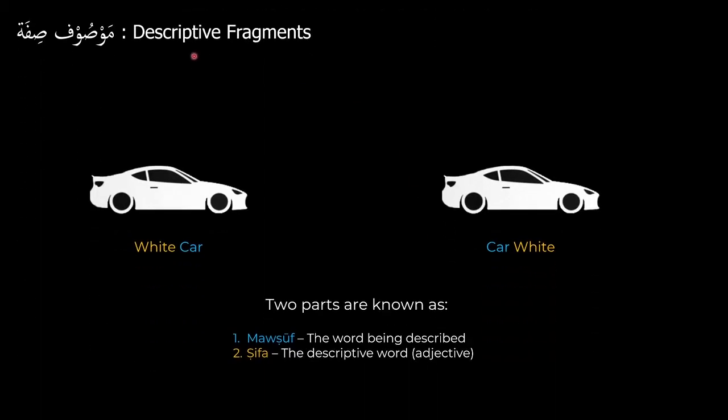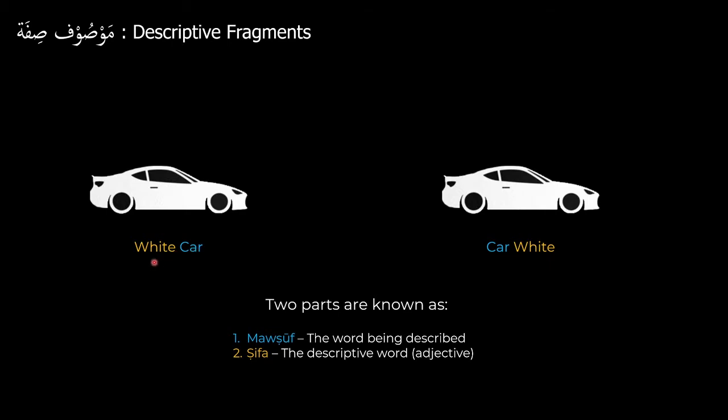Today we'll be going over descriptive fragments, so let's get right into it. Okay, so a descriptive fragment known as mawsuf sifa is created when an ism is being described by another ism. So in English, the descriptive word, meaning the adjective, comes first, then the word being described.